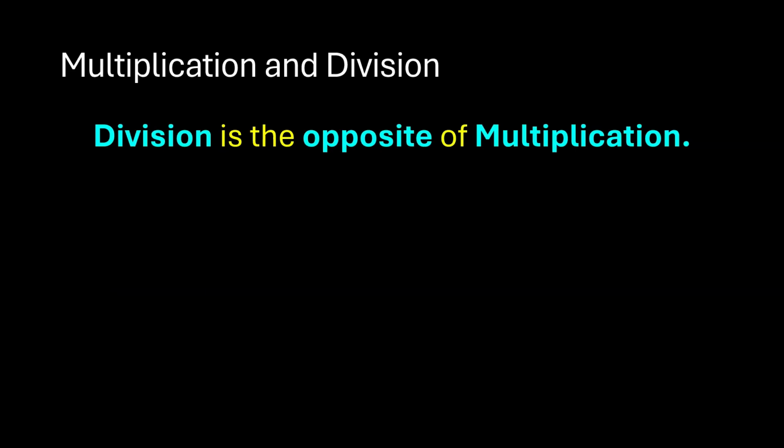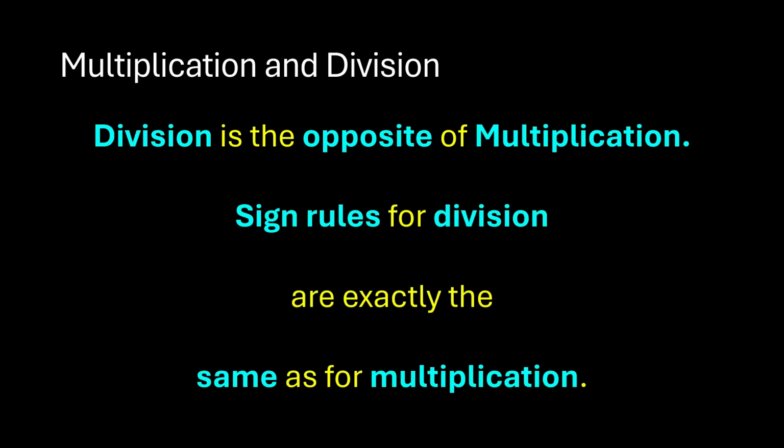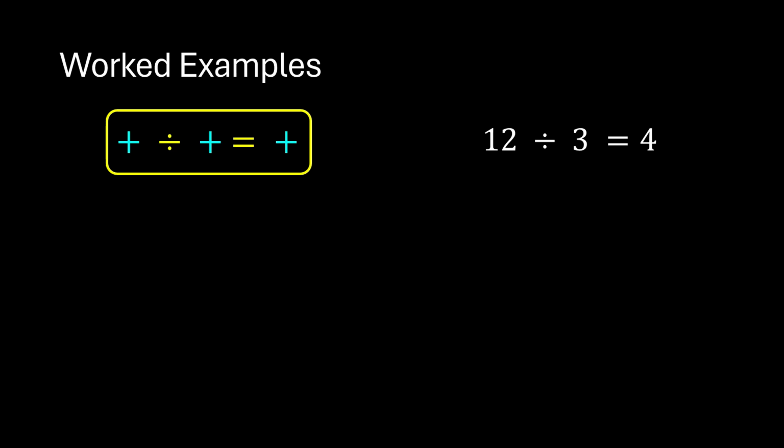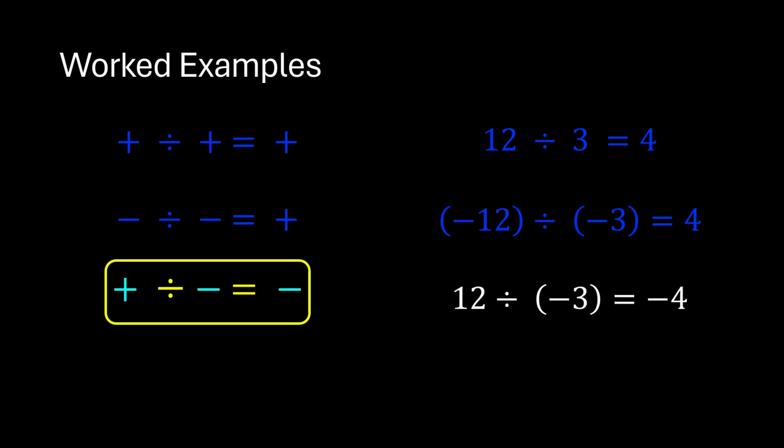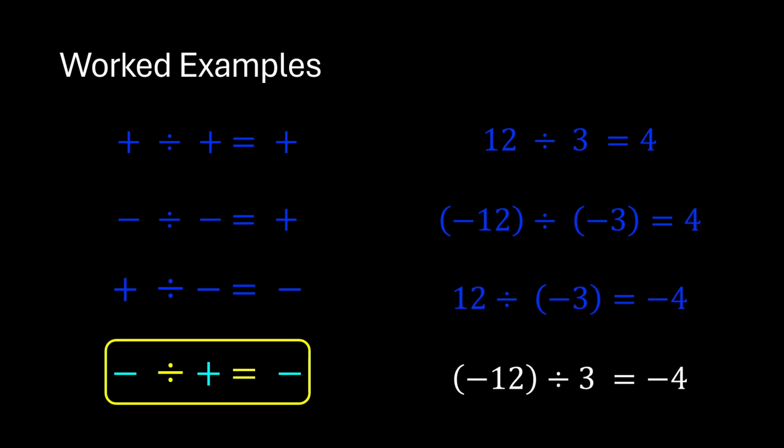Division is the opposite of multiplication. But the sign rules for division are exactly the same as for multiplication. Let's take a look at some examples again. 12 divided by 3 equals 4. Minus 12 divided by minus 3 equals 4. Again, the sign is positive. 12 divided by minus 3 equals minus 4. And finally, minus 12 divided by 3 equals minus 4.